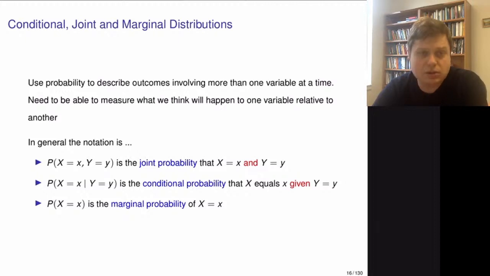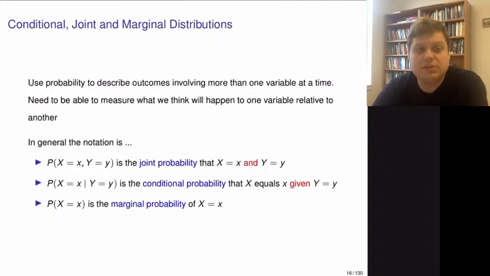So when we talk about joint distribution, we have two random variables, x and y, and we want to understand what happens when x and y are modeled together. Then we do it using joint distribution, and we write p of x equals x, comma y equals y, which is a joint probability that x random variable takes value of x and y takes value of y. So you see, joint probability is essentially one and the other one happening at the same time.